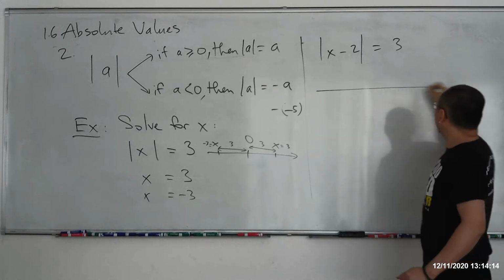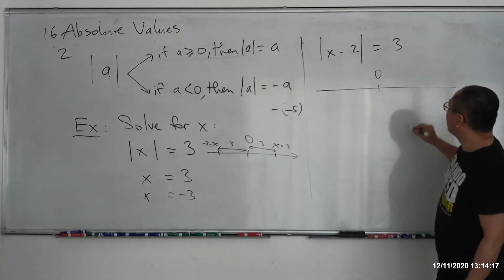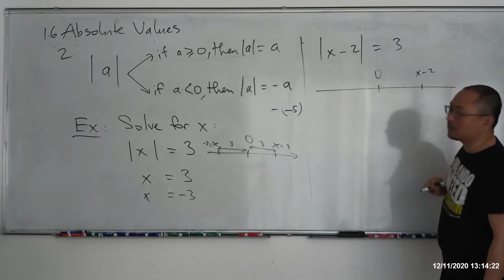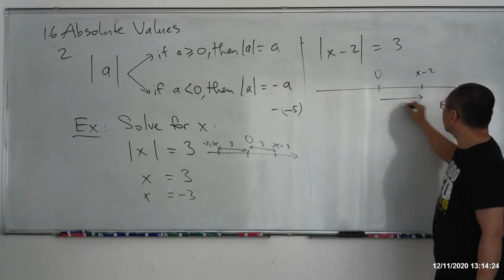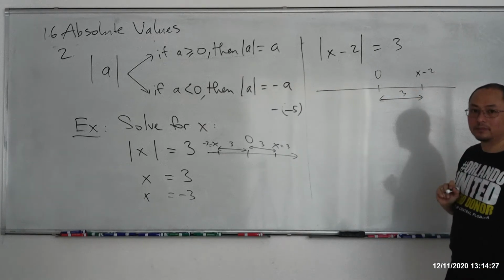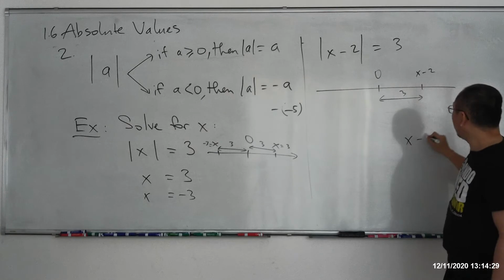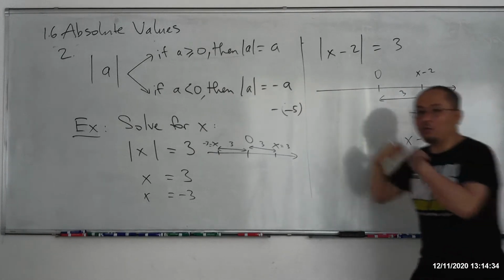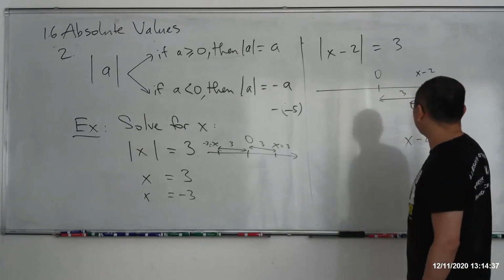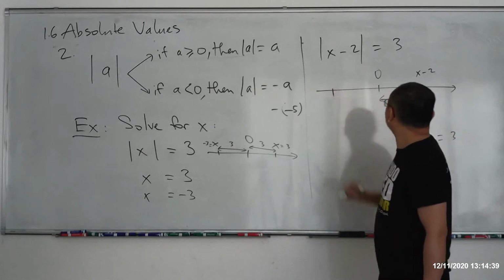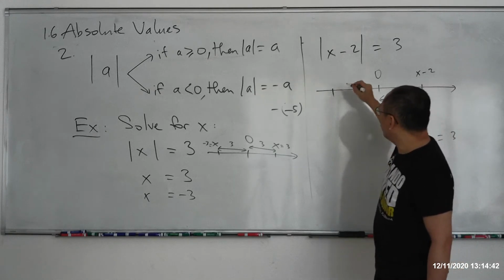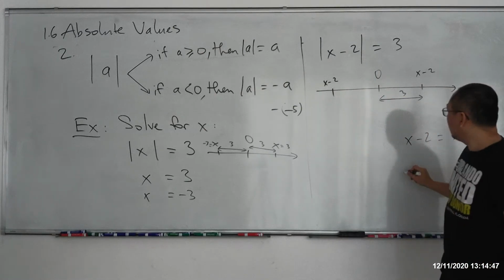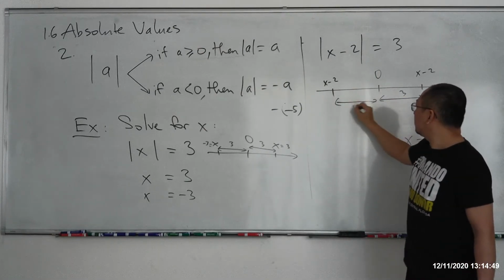Okay? So we have the origin right here, right? So the number inside the absolute value is not x. We're talking about what? X minus 2. X minus 2 is somewhere right here. And the distance from x minus 2 to 0 is equal to 3. So we have either x minus 2 equal to 3 if x minus 2 is on the right hand side. But we also have one more point that has the distance equal to 3 from the origin. So if x minus 2 is on the left hand side of the origin, then the distance is still 3, right? It's from here to here, still 3, the distance.